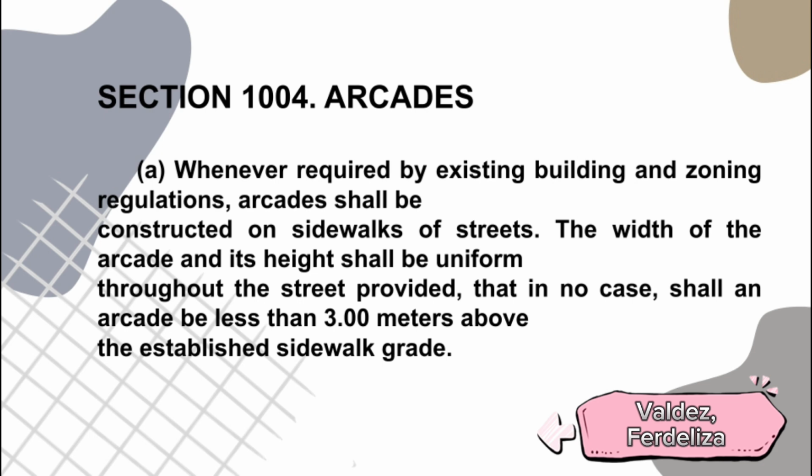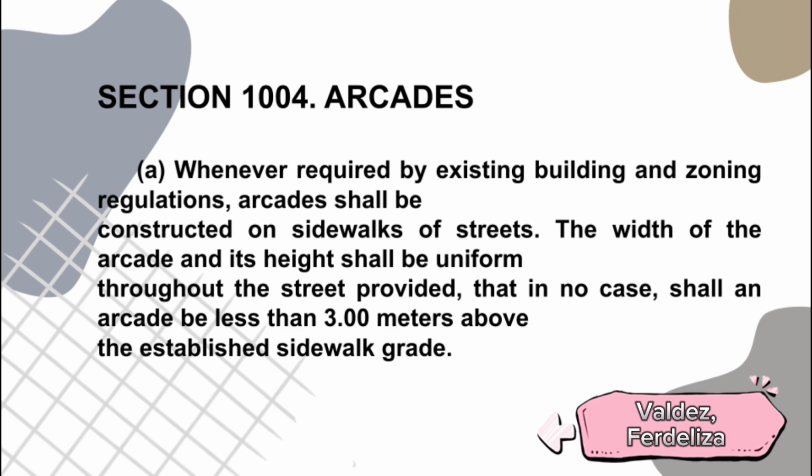Section 1004, Arcades. Whenever required by existing building and zoning regulations, arcades shall be constructed on sidewalk of streets. The width of the arcade and its height shall be uniform throughout the street, provided that in no case shall an arcade be less than 3 meters above an established sidewalk grade.